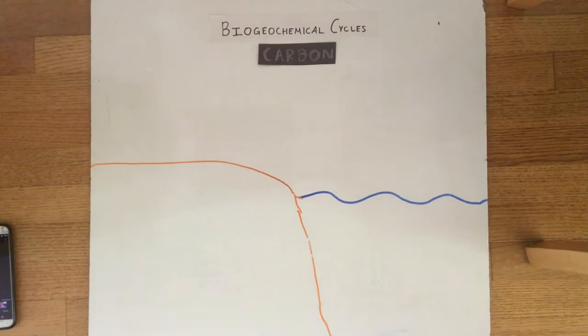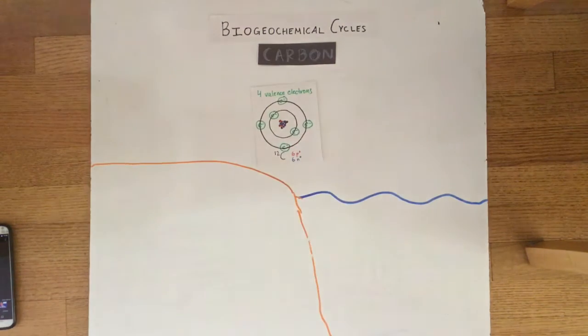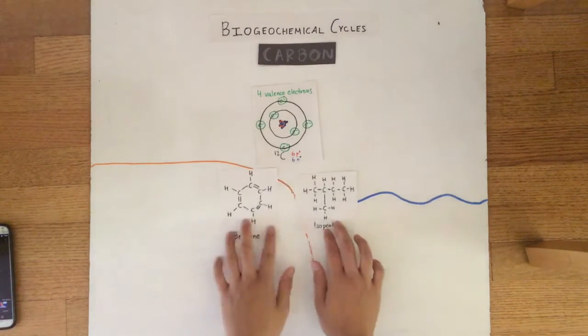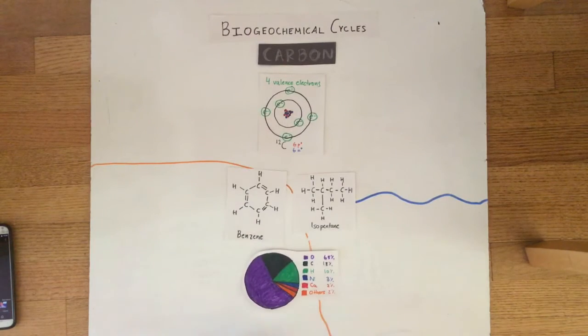Carbon is an atom that is central to life. A carbon atom can form 4 bonds with other elements, which gives us these cool ring and branch structures. Carbon in this form is also a major component of living things, as you can see here on the chart that represents what humans are made out of.